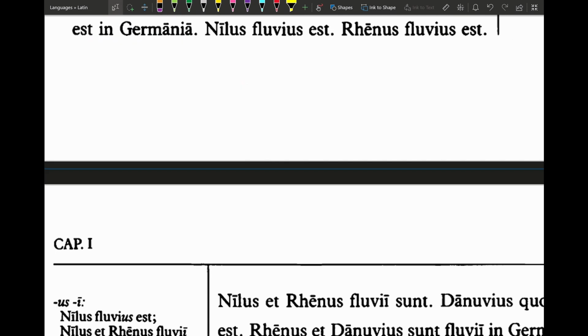Alright, so let's look at this particular sentence here. So it says, Nilos es fluvios. So notice the sentence structure has changed. We no longer see in with a word following it, say like Europa.